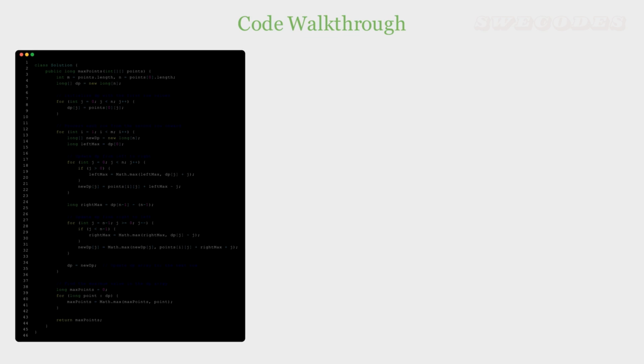Here we have our Java solution. Don't worry if you're not familiar with Java. We'll break it down step by step. This code efficiently solves our problem using dynamic programming. Let's start with step 1, initializing the DP array. We begin by copying the first row of our input matrix into our DP array. This gives us our starting point for calculations.